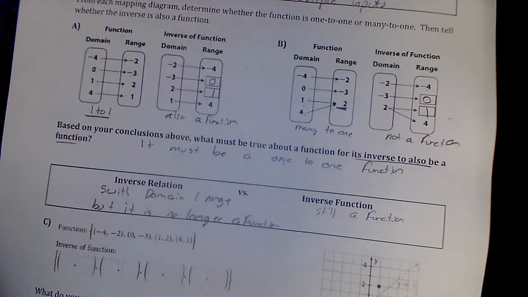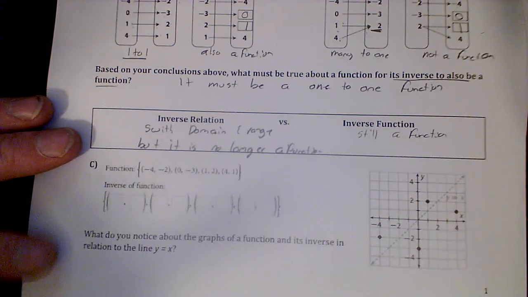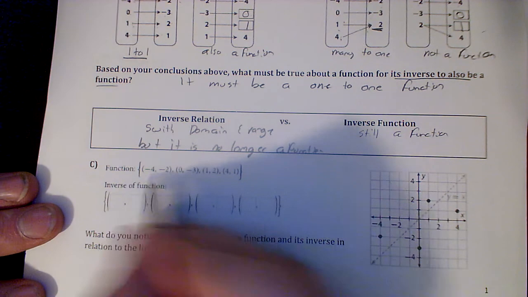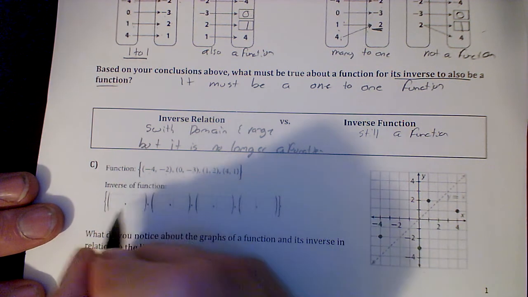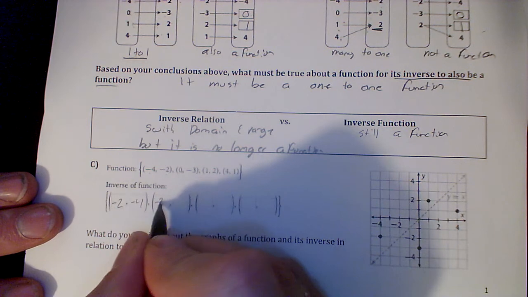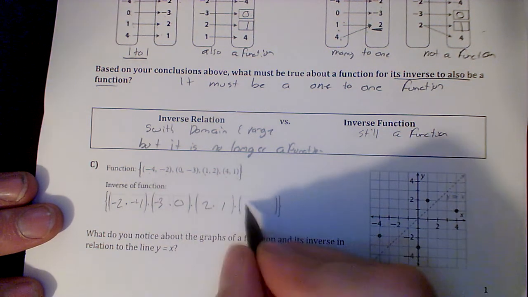Alright, so I'm going to show you something else, and I think we're going to stop after I show you something else. Yeah, we are. So look. There's something I want you to see about a function, and here it is. Let's change this. We're going to find the inverse of a function. You do that by switching x and y. So -4, -2 turns into -2, -4. 0, -3 turns into -3, 0. 1, 2 turns into 2, 1. 4, 1 turns into 1, 4.